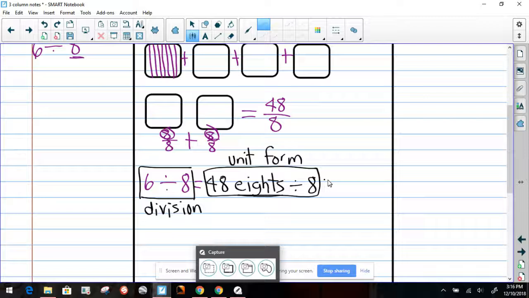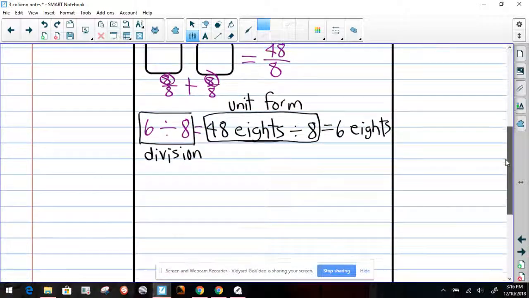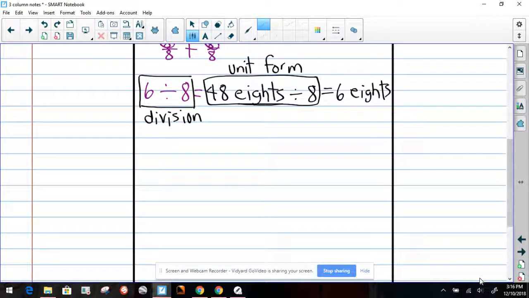So now what's the answer? The answer is going to be 48 eighths divided by 8 equals 6 eighths. There you go. That's your answer there, my friend. 6 eighths. Let me rewrite the answer is 6 eighths. Now, this is not an improper fraction, so we are done with this problem.